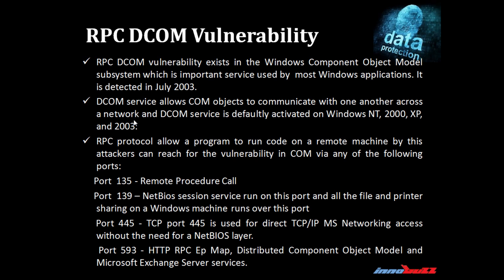By this, attackers can reach the vulnerability in COM via any of the following ports: port 135, which is used for remote procedure call; port 139, where the NetBIOS session service runs, and all file and printer sharing on a Windows machine runs over this port; port 445, TCP port 445 used for direct TCP/IP MS networking access without the need for a NetBIOS layer; and port 593, HTTP RPC EPMAP, Distributed Component Object Model and Microsoft Exchange Server services.